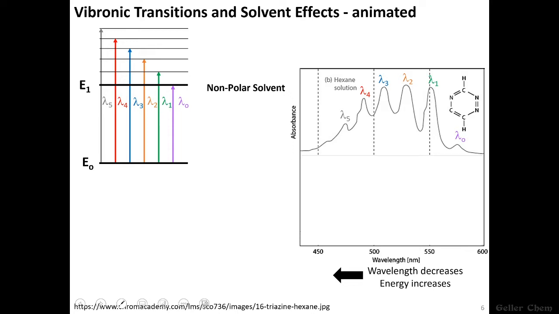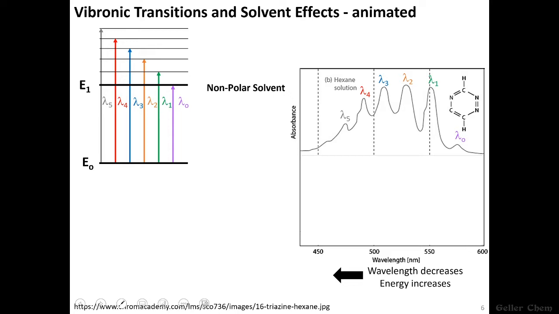So our example molecule is going to be triazine, dissolved in a hexane solvent, a nonpolar solvent. We will then contrast this data here with what happens if we put it in a polar solvent. But let's keep things simple for now. Let's understand what we're seeing.